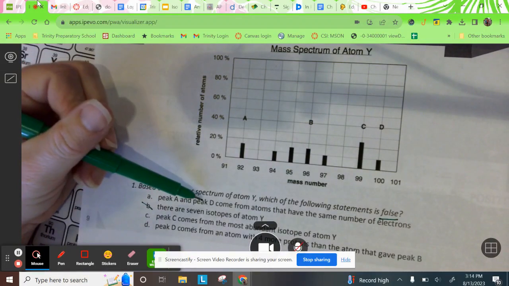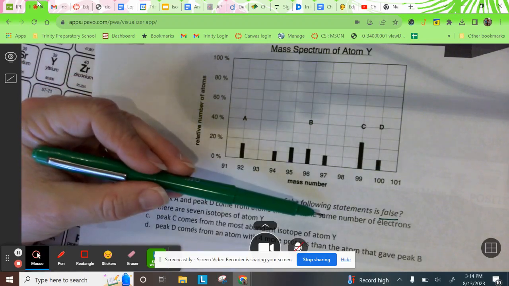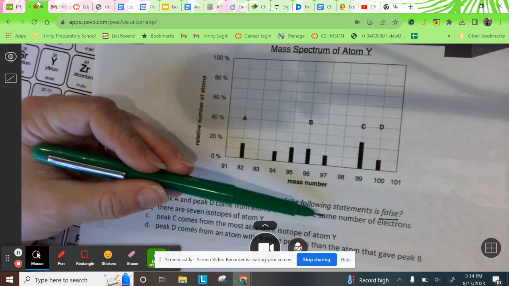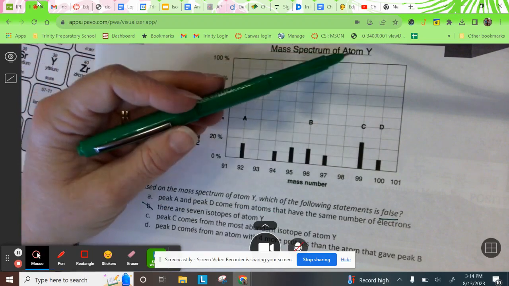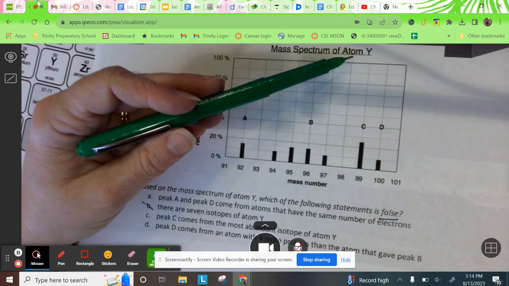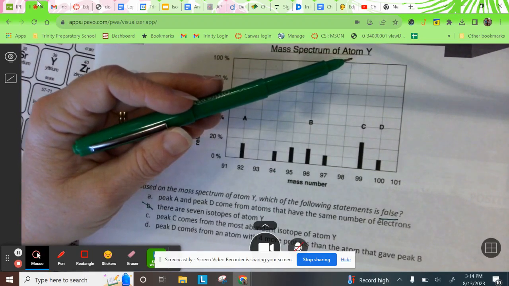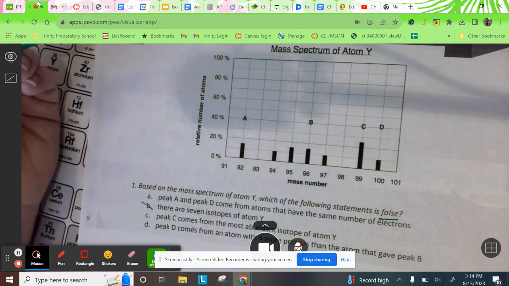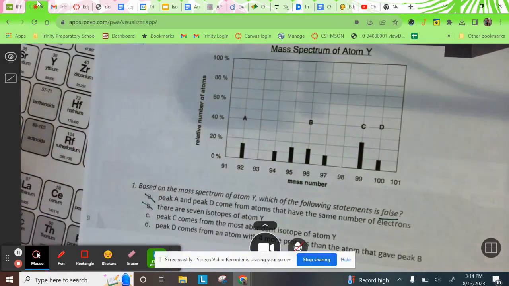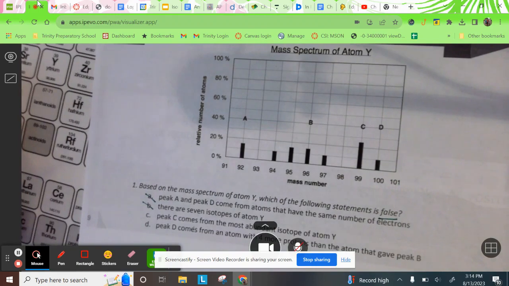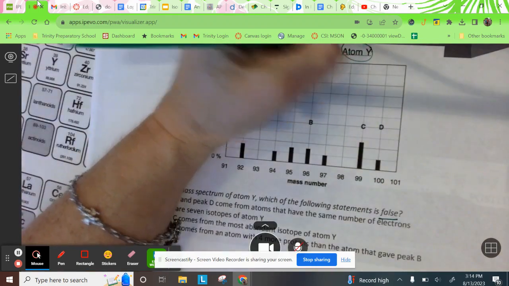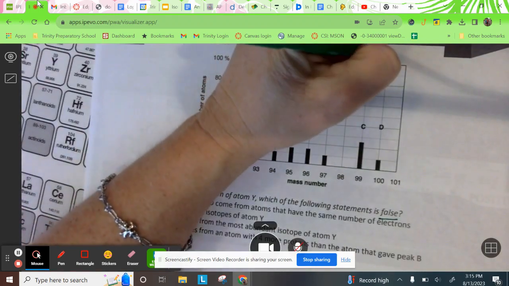Peak A and D come from atoms that have the same number of electrons. Well, these are all from atom Y, and they're not ions, so they're all going to have the same number of electrons anyway. What else are they all going to have the same number of? Well, if it's atom Y, and we know it's all the same element, they should also have the same number of protons.